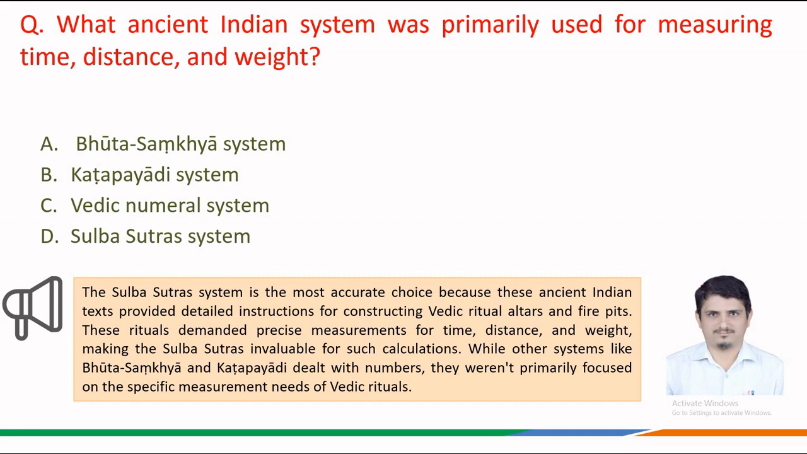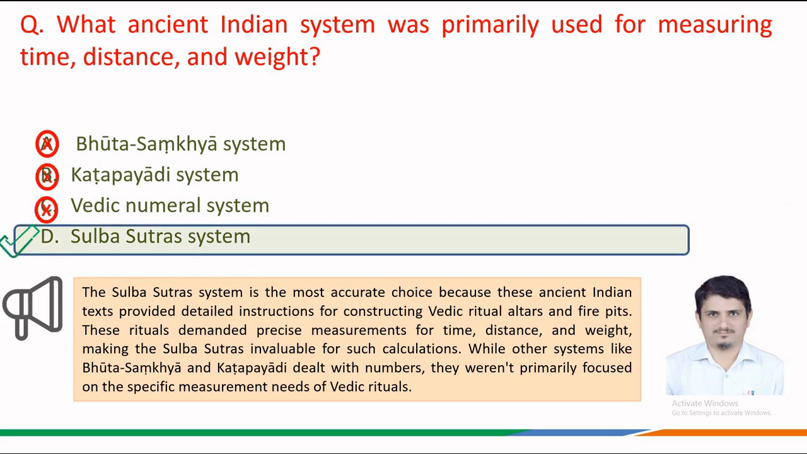Please recall here that the Sulba Sutra system is the most accurate choice because these ancient Indian texts provided detailed instructions for constructing Vedic rituals, altars and fire pits. These rituals demanded precise measurements for time, distance and weight, making the Sulba Sutras invaluable for such calculations. While other systems like Bhuta Sankhya and Katyapadi dealt with numbers, they weren't primarily focused on the specific measurement needs for the Vedic rituals. So, the correct answer of this question is option D, Sulba Sutra system.